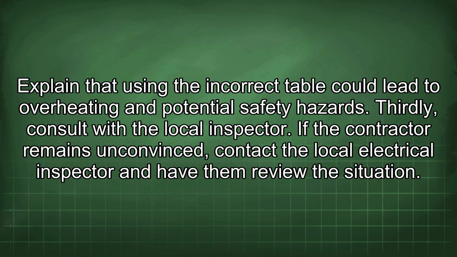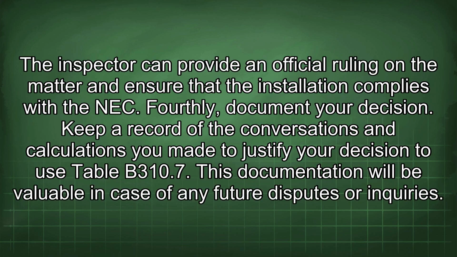Thirdly, consult with the local inspector. If the contractor remains unconvinced, contact the local electrical inspector and have them review the situation. The inspector can provide an official ruling on the matter and ensure that the installation complies with the NEC. Fourthly, document your decision. Keep a record of the conversations and calculations you made to justify your decision to use Table B310.7. This documentation will be valuable in case of any future disputes or inquiries.